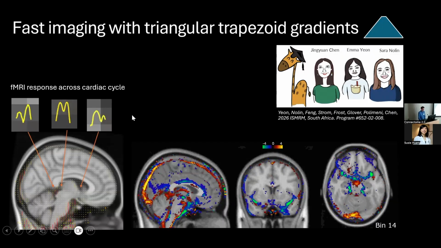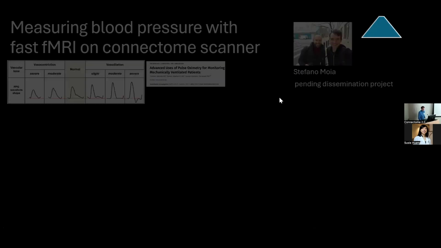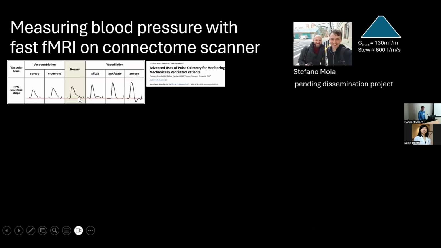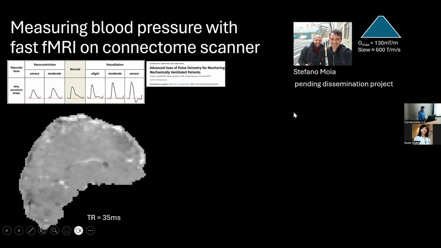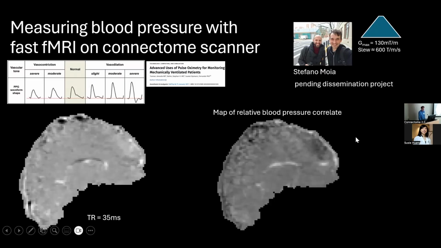And this inspired then also Stefano Moya from Maastricht to apply for one of the dissemination projects for Susie's scanner to look at the ratio of these different peaks, because these different peaks are indicative of blood pressure. So we are trying to use these pilot data then to get these blood pressure maps.